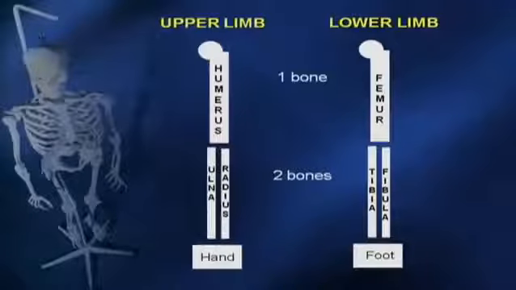Even more importantly, what you'll also see is both the humerus and the femur form ball and socket joints. The humerus is going to form a ball and socket joint in your shoulder. The femur is going to form a ball and socket joint in your hip. So knowing the pattern helps you recognize how some similar structures are going to appear.